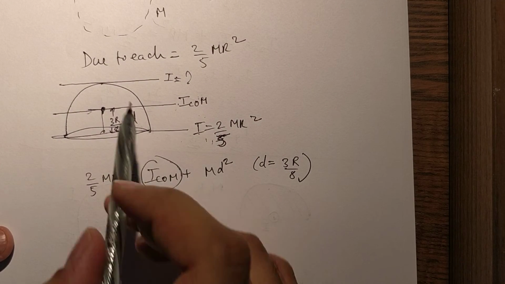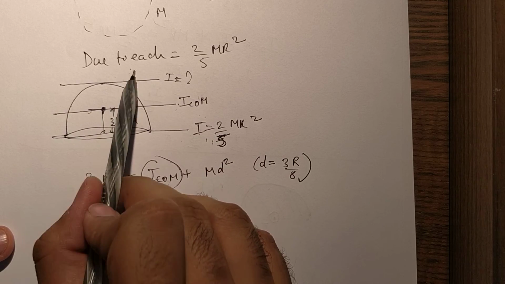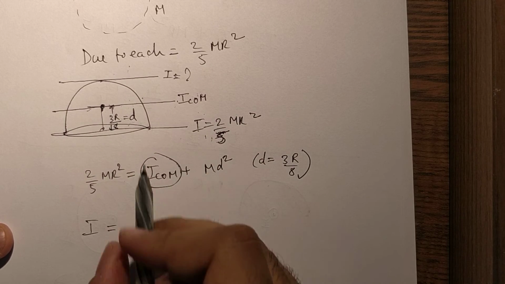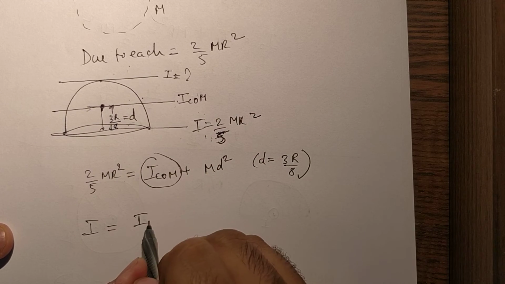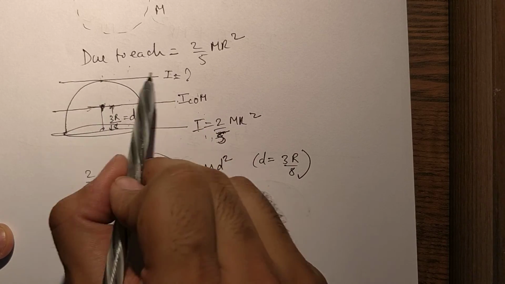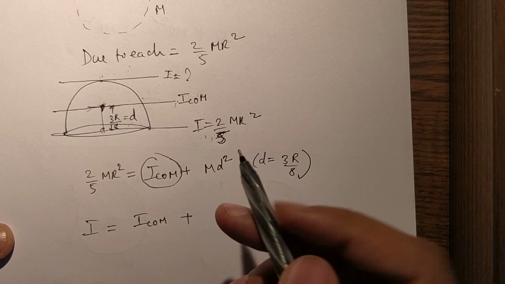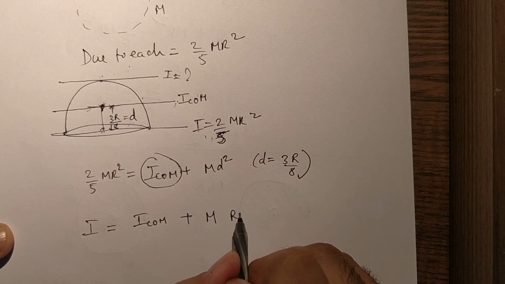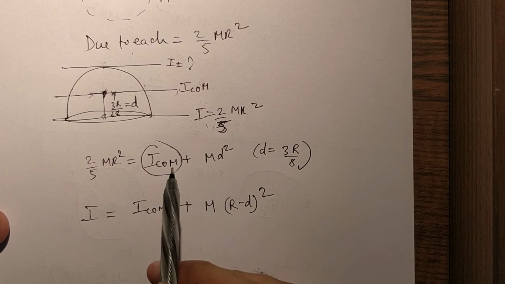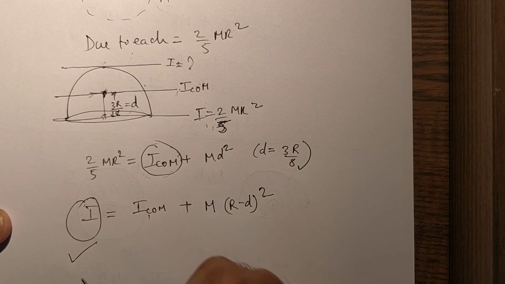Similarly, you can apply the parallel axis theorem between these two axes also. So I, which I need to find, will be equal to ICOM plus m times the square of the perpendicular distance between the two axes. If the total is r and this is d, this will be r minus d. So m r minus d whole square. It's now very simple: take this ICOM from the earlier equation, put it here and you'll get the value of I.